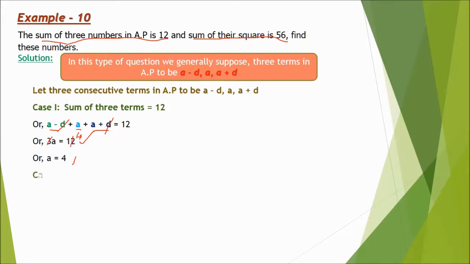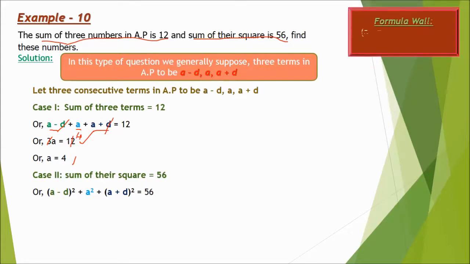Now case 2 is a little bit different. For the sum of the squares, we have to add them by squaring them. Now you can see a minus d whole square plus a square plus a plus d whole square. We have to add them, by doing square, is equal to 56. Now we have to open the formula. You can see the formula of a minus b whole square and a plus b whole square is right there.